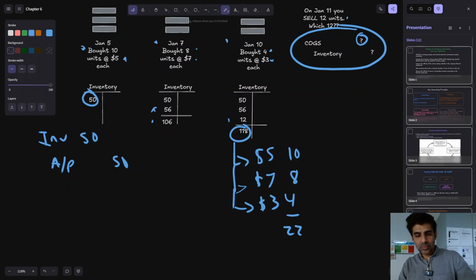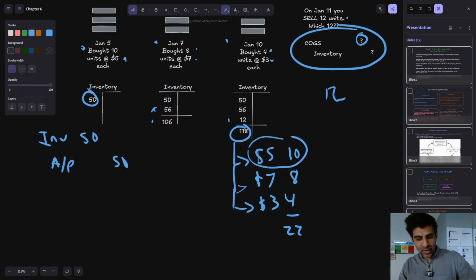We're selling 12. How much should we pay for those 12? What is the question that we have? What do we need to know to answer that? Exactly.